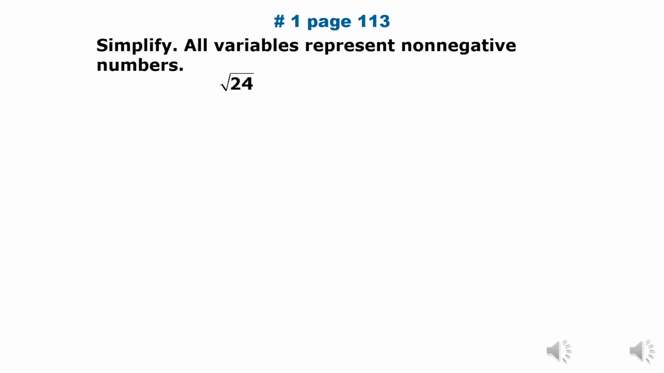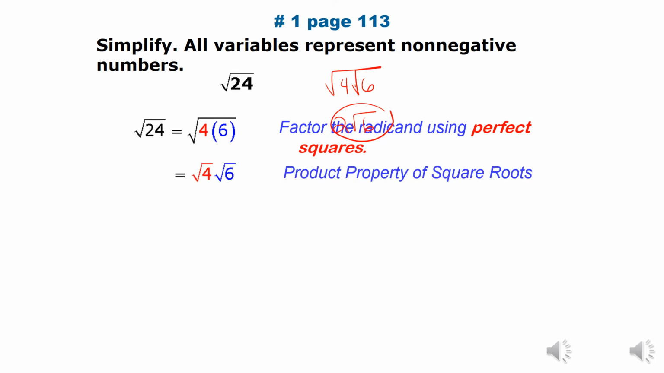Okay, so if we were going to simplify this, we need to remember that the square root of 24 is 2 times 12. No perfect squares there. 4 times 6. 4 is a perfect square, so that would be it. I could do 8 times 3, but 8 is not a perfect square, and neither is 3. So now I've got this. I'm going to split that. So this is 2 square root of 6, and I'm done. It's going to show you that just like that, and there's your answer.